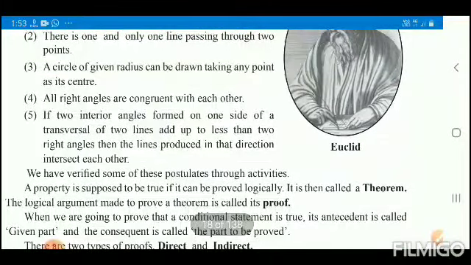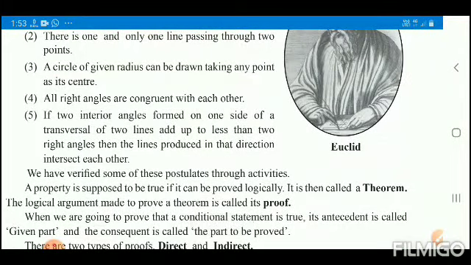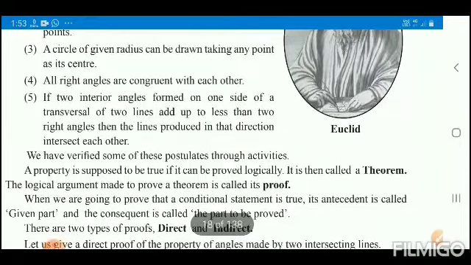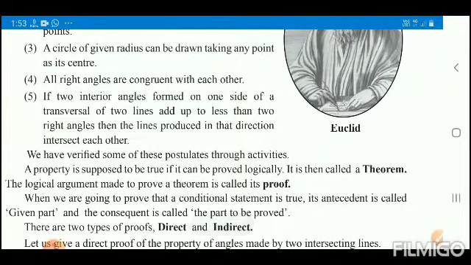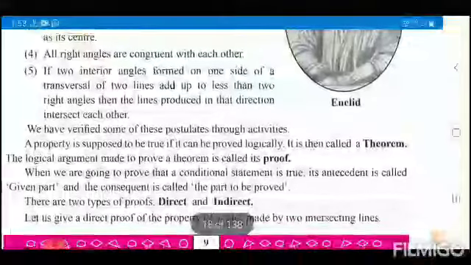Next, all right angles are congruent with each other. All right angles are congruent with each other means the measure of a right angle is 90 degrees. So all right angles measure 90 degrees, and they are congruent with each other.